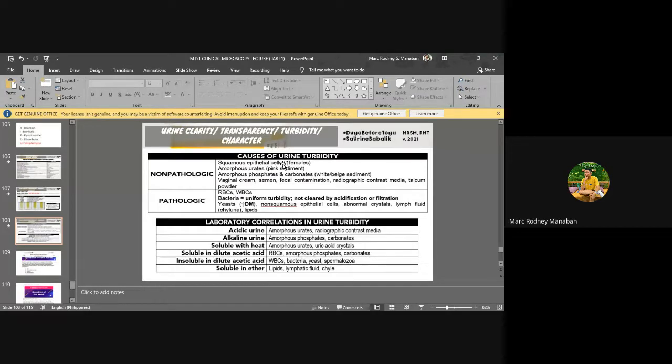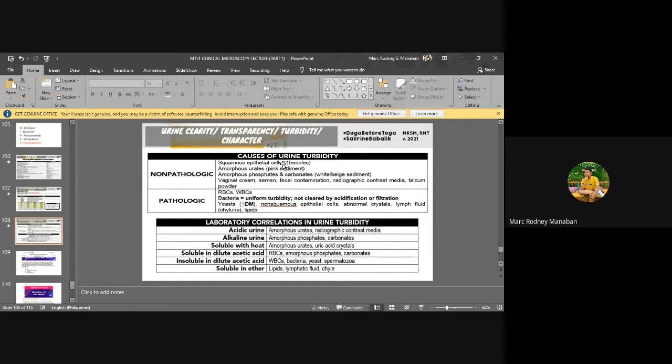Just that. Alright, so those are the non-pathologic, no? So they don't point to any disease. Okay? Alright. Now for pathologic, of course, these are substances or constituents that cause disease or point to a disease. You have RBCs, WBCs, bacteria, of course. For bacteria, the turbidity is uniform. And it does not disappear even if filtered or acid is added.